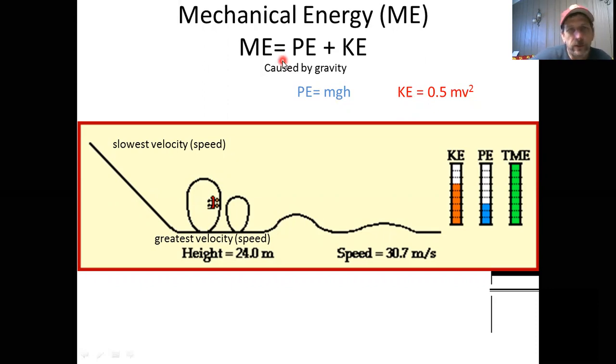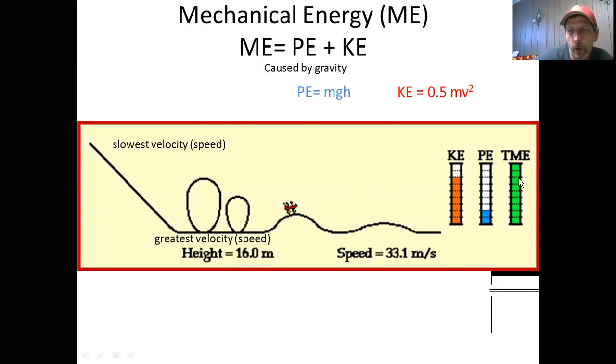So what we're looking at today is something called mechanical energy, which at any moment in time, we think of as the sum of these two kinds of energy, potential energy and kinetic energy. So if we take a look at the roller coaster here, we can take a look at what's going on with kinetic energy and potential energy.